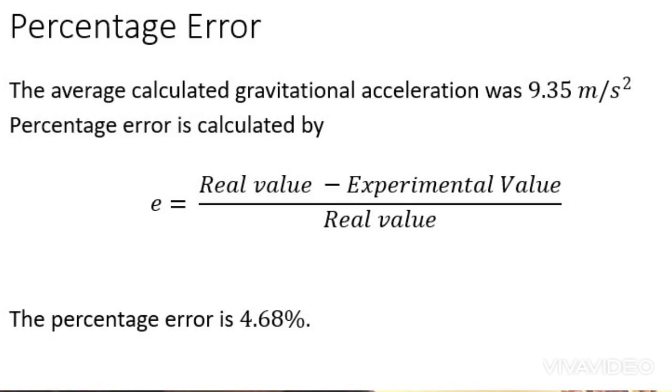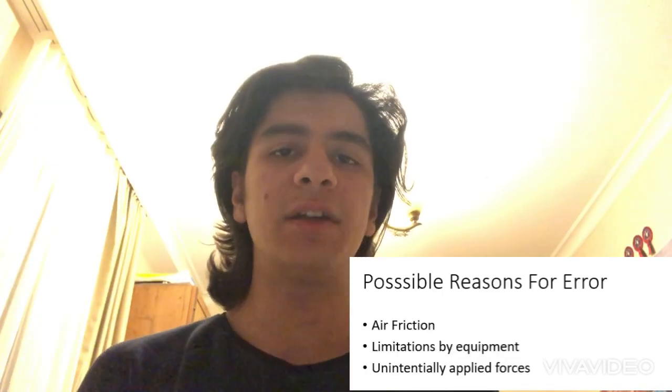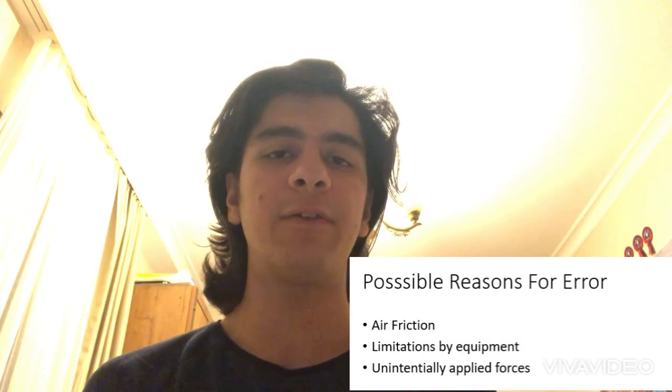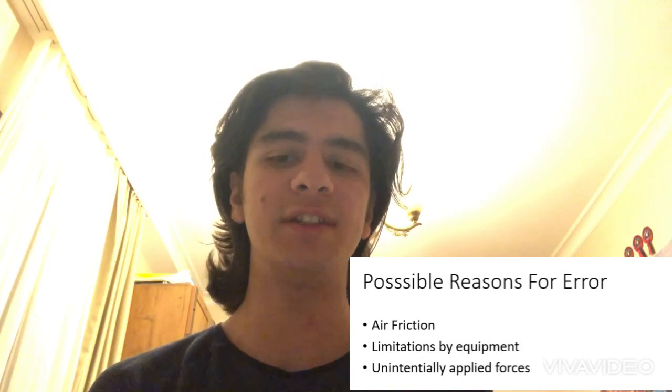When we take the average of all the g values we found, we get 9.35 meters over second square, which is very close to the actual value, that is 9.81 meters over second square, with an error percentage of 4.68%. These errors were probably caused by air friction with other possible reasons.